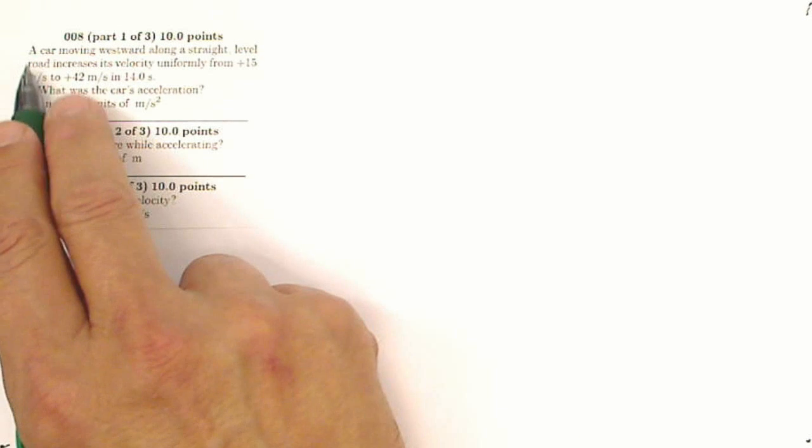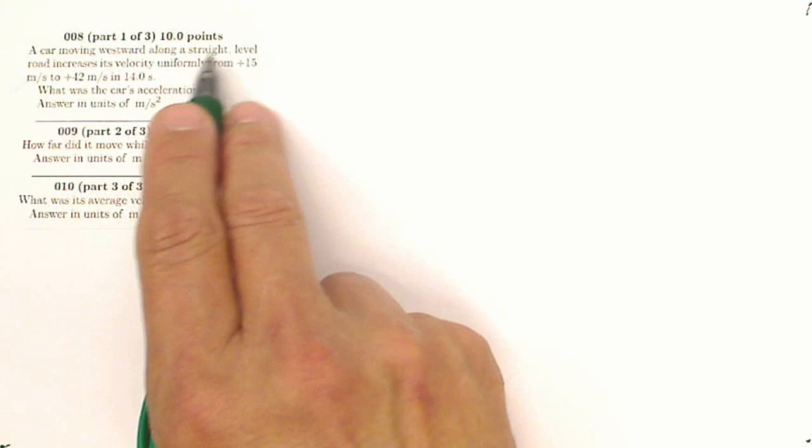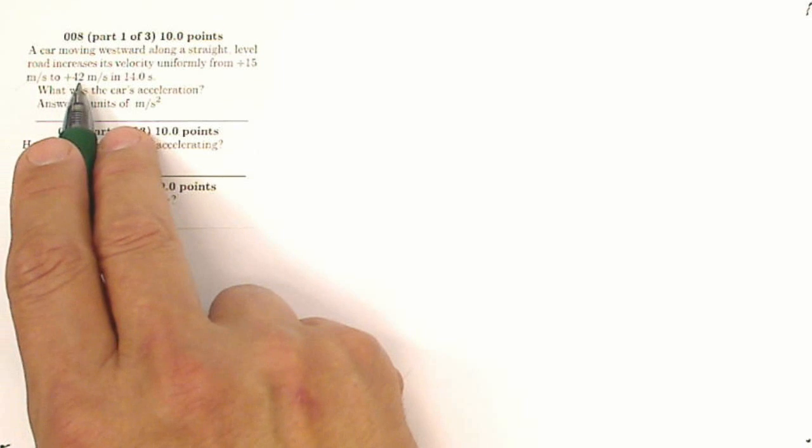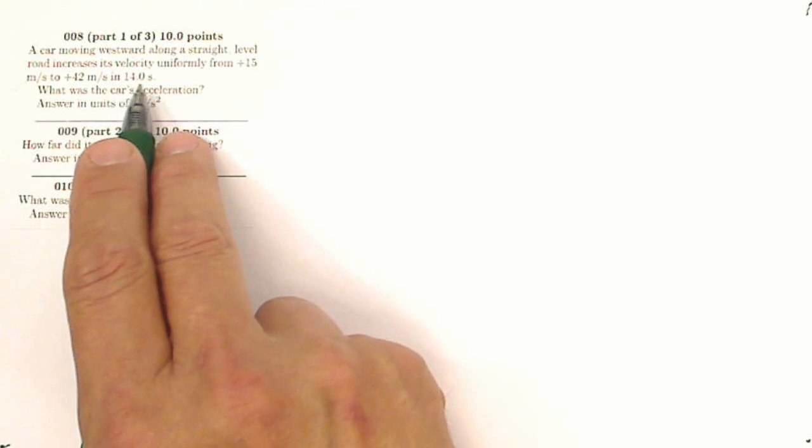This is physics homework number 5, questions number 8, 9, and 10, a 3-part question. This one breaks from tradition. East is not positive in this case, so we're going to be looking for magnitudes instead of worrying about east and west here. But it does say, a car moving westward along a straight, level road increases its velocity uniformly from plus 15 meters per second to plus 42 meters per second in 14 seconds.